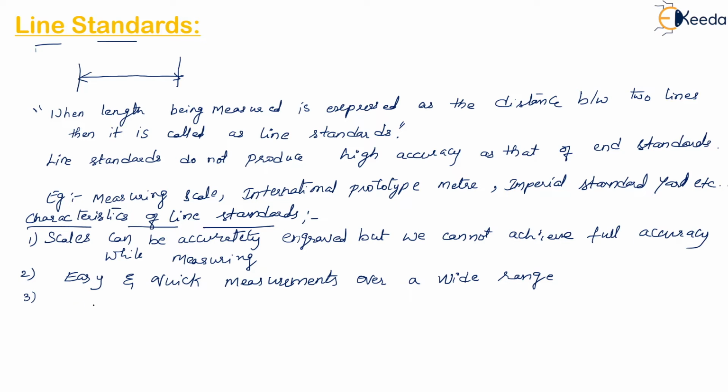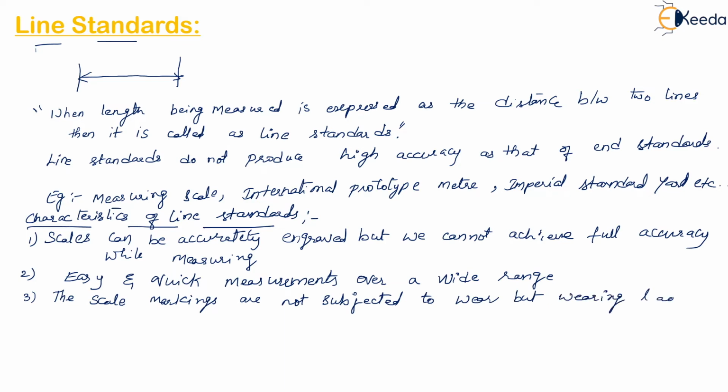The third characteristic, the scale markings are subjected to wear, although significant wear on leading ends results in undersizing. See, the scale has markings, but the scale itself, which is a material, will undergo wear and it will lead to undersizing. Results will give you less readings. Wear on leading ends of the scale.